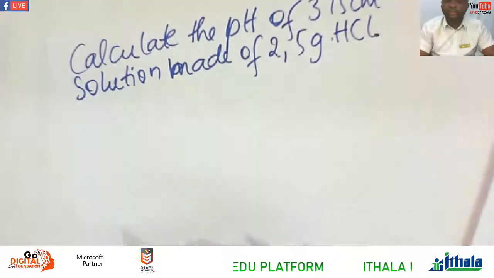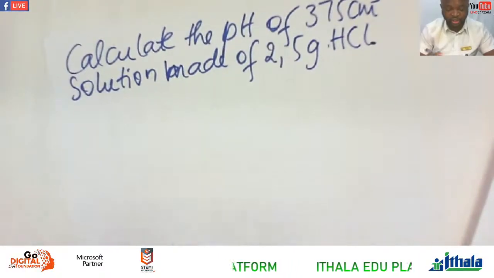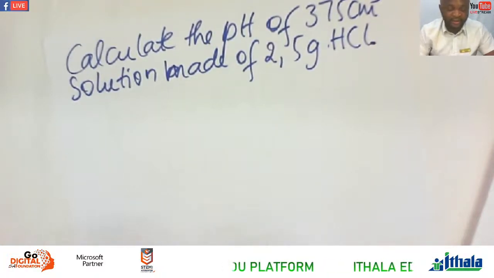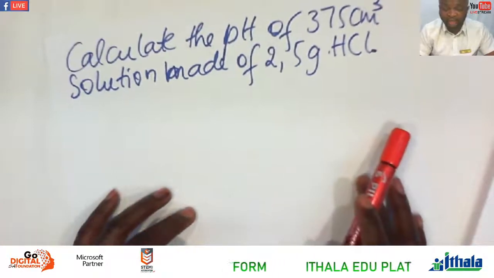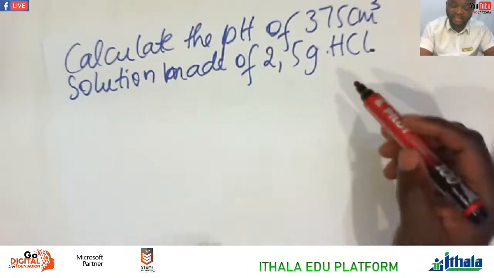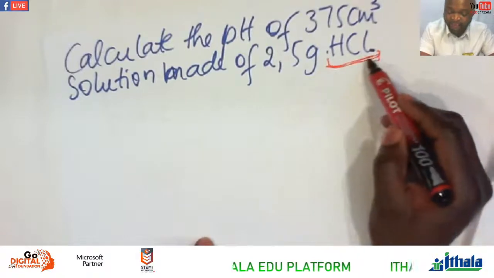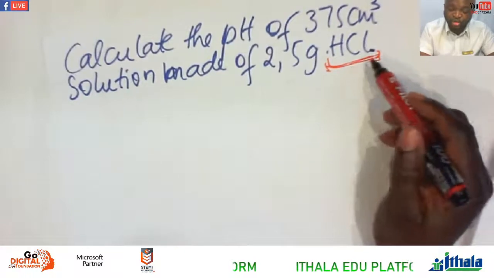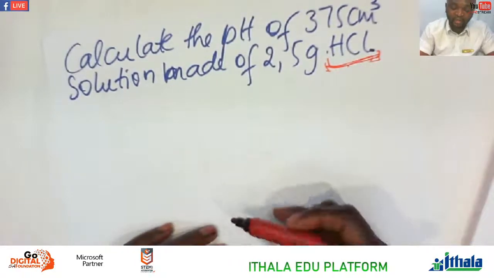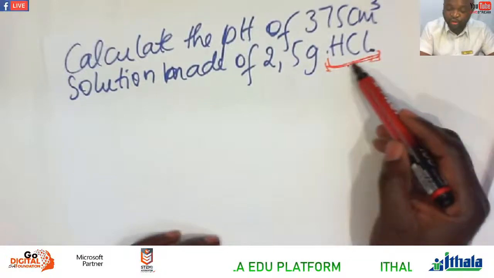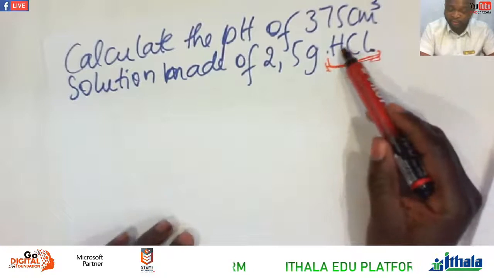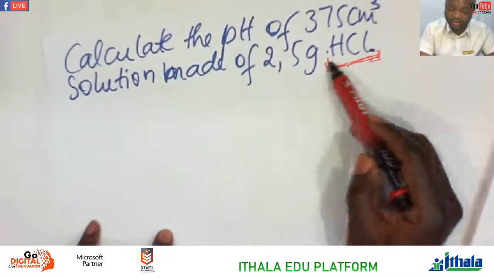Right. Now, the question says calculate the pH. We know that pH is calculated using minus log of H3O plus. But looking at the example here, we are not given H3O plus, but we are given an acid. We know that an acid will produce H3O plus. So what we need to know first, because we are talking about concentration, is the concentration of HCl. What do we have in terms of HCl? We are given the mass.